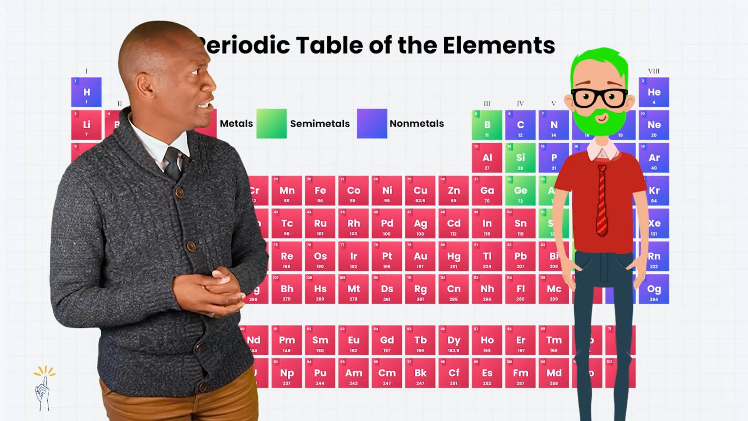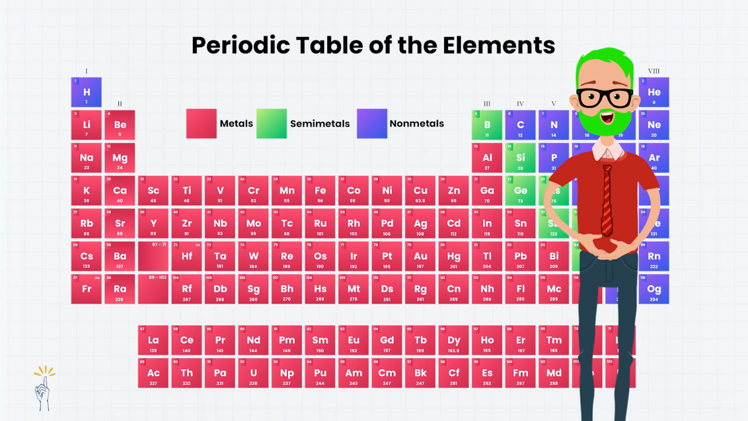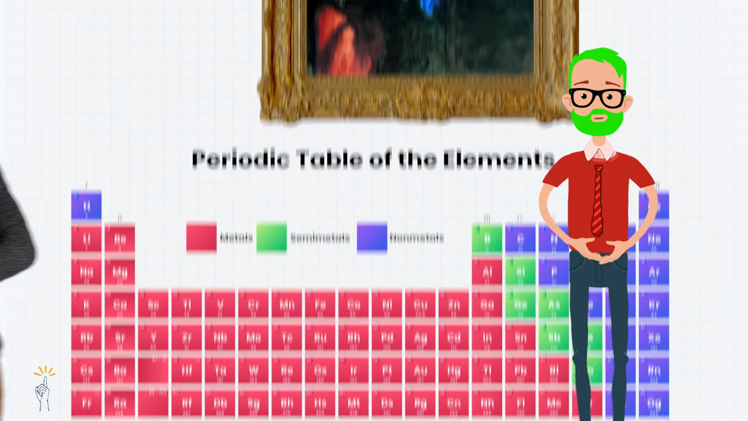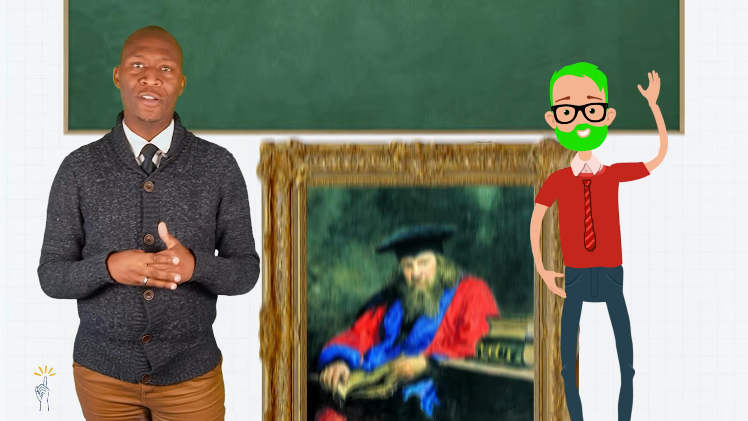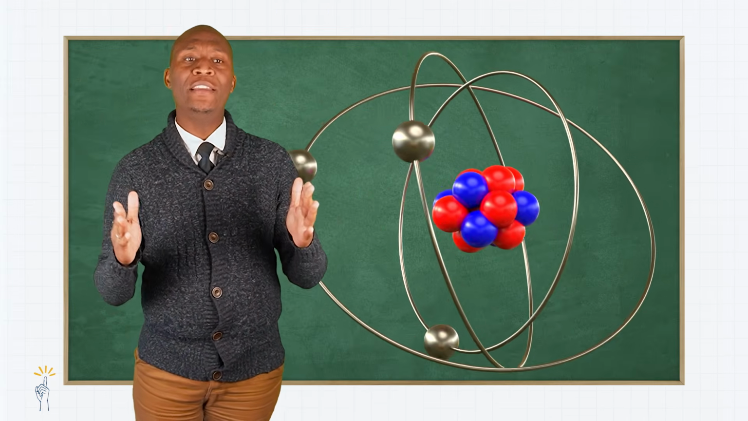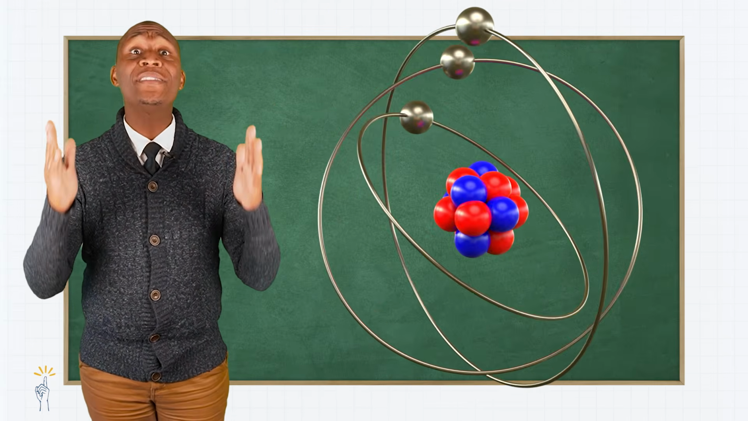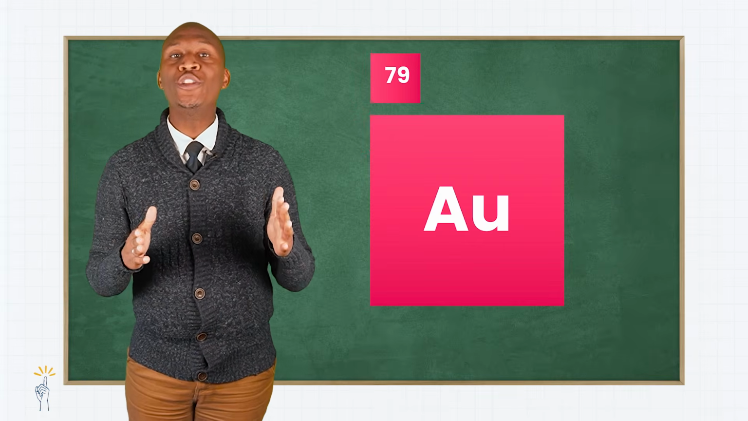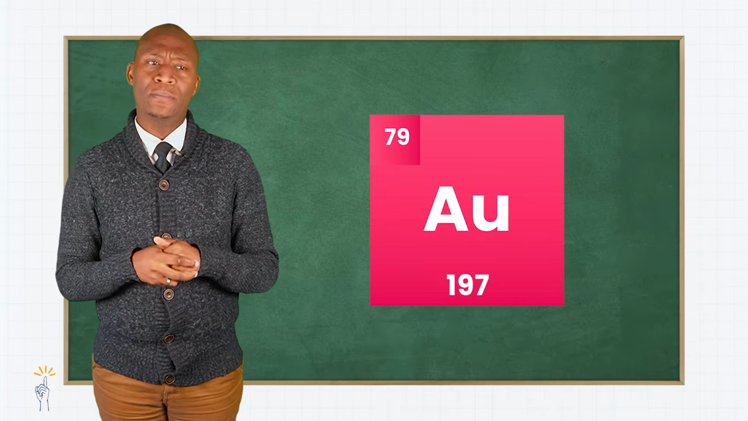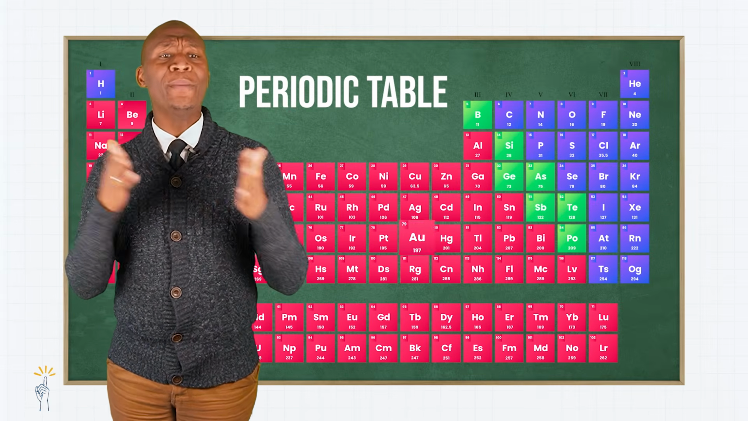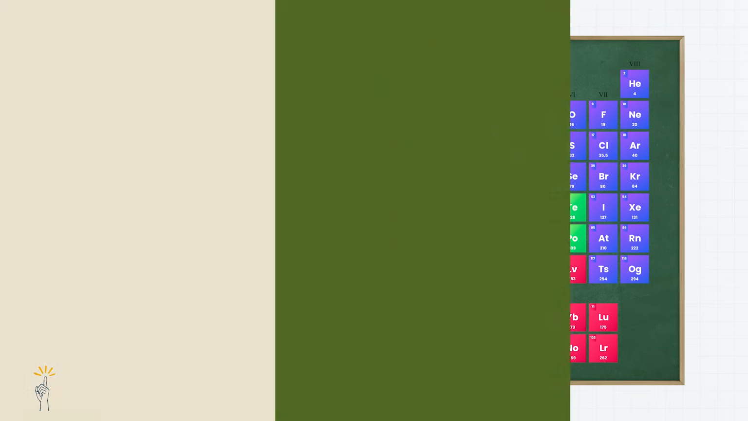Do you know, Mr. Neon? Yes, I do. The periodic table as we know it today was put together by Dmitri Mendeleev. That's correct, Mr. Neon. Dmitri Mendeleev arranged all discovered atoms according to their atomic number and chemical properties. So how do we understand the periodic table to date?